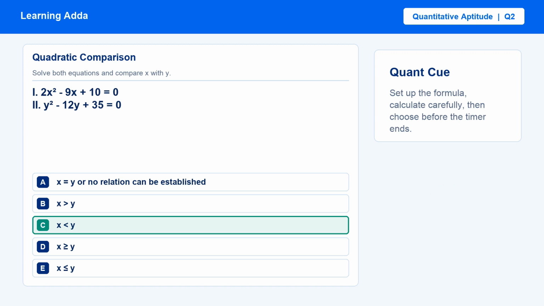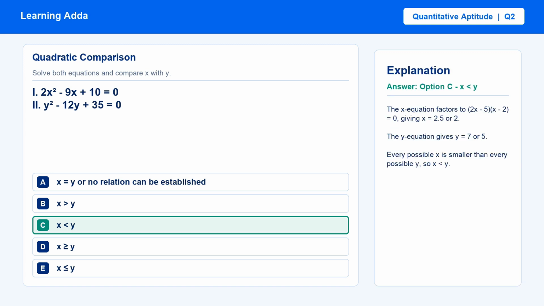The answer is option C. The x equation factors (2x minus 5)(x minus 2) is equal to 0, giving x is equal to 2.5 or 2. The y equation gives y is equal to 7 or 5. Every possible x is smaller than every possible y, so x < y.